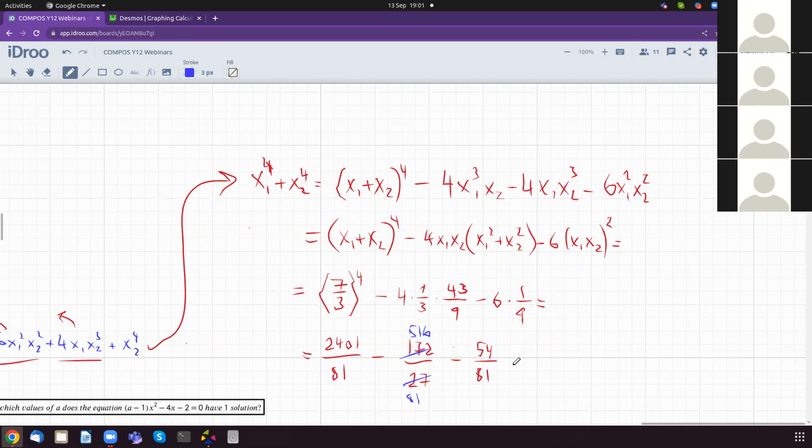And now what I do is 2,401 minus 516 minus 54, that's 1,830. No, 1,831. 1,831 over 81. Okay. So all our assignments are designed to be done without a calculator. You can use a calculator to check yourself, but you do need to show your working.